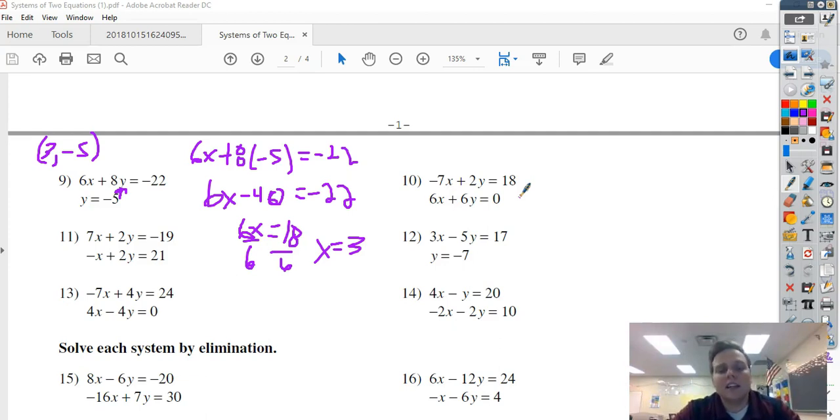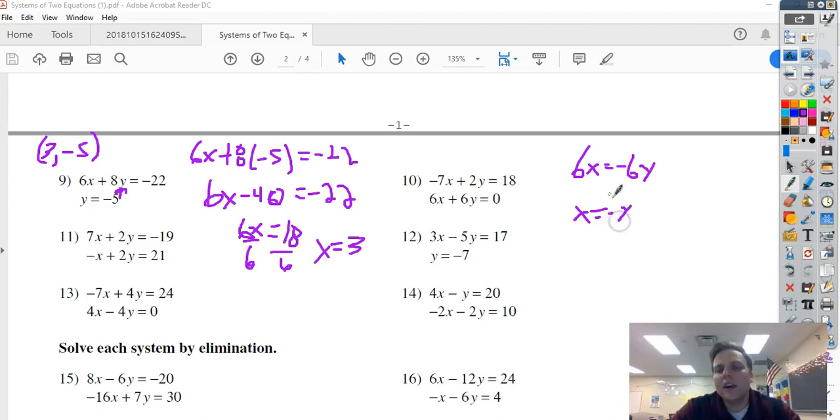Number 10 is not quite as easy. You do have to pick a variable to solve for. So I'm going to start with the second equation, and I'm going to solve for x. So it means I just subtract 6y over. So I get 6x is equal to negative 6y. Divide both sides by 6, and I get x equals negative y.